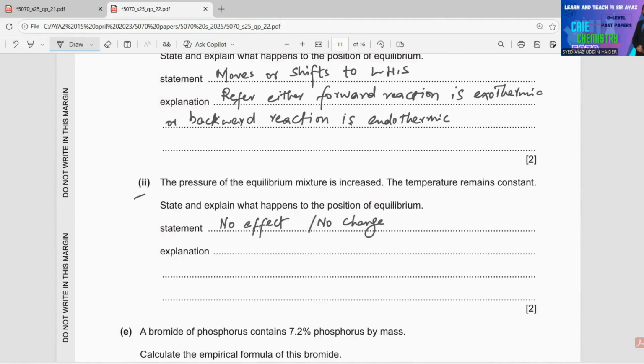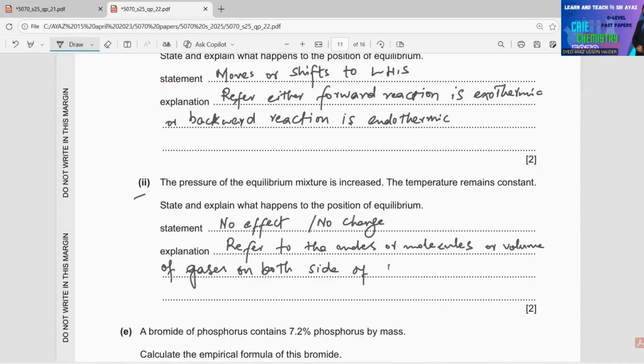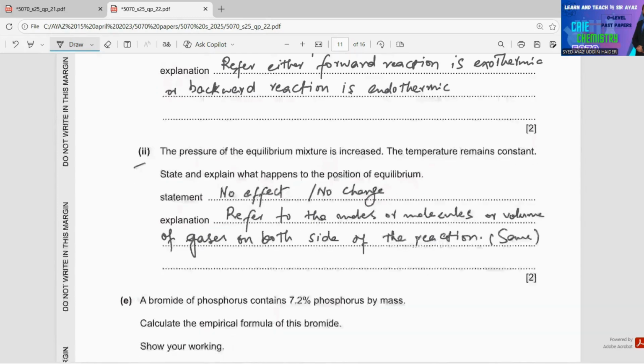For the explanation, refer to the moles or molecules or volume of gases on both sides of the equation. Both sides of the equation. You can write, same moles, same molecules, same volume of gases.